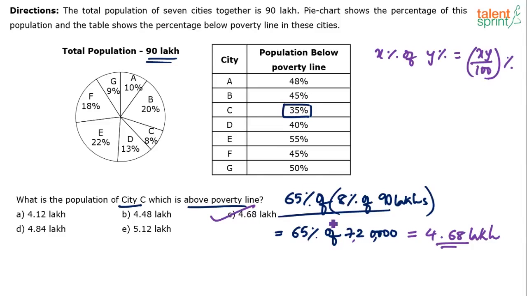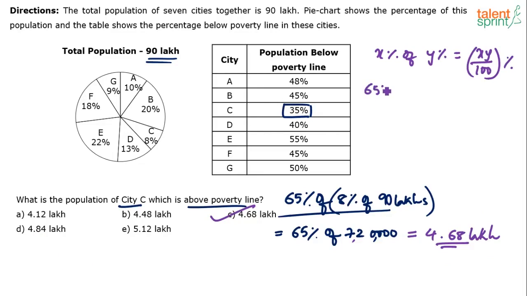It can also be taken as 5.2% of 90 lakhs. 5% of 90 lakhs is 4.5 lakhs. 0.2% of 90 lakhs is 18,000. So 4.5 lakhs plus 18,000, again 4,68,000. Either way you get the same answer, option C. I hope you have understood this, right?